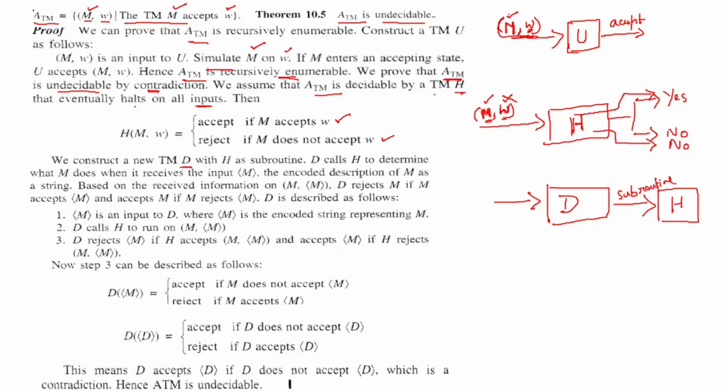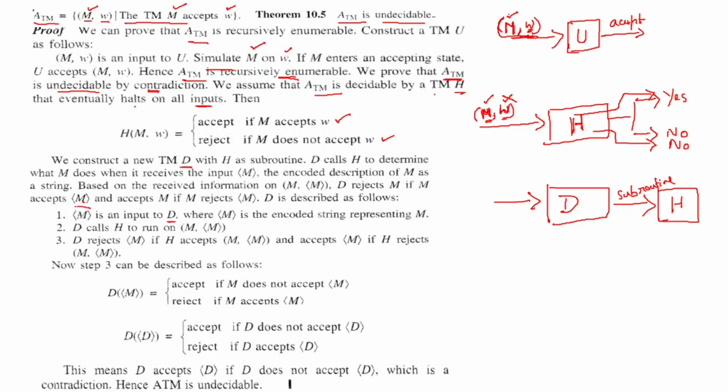It is a subroutine in the sense that it makes use of the Turing machine H as a function, and this is what D does. Okay, there are three points. See, D is described as follows. What is given as an input to D?